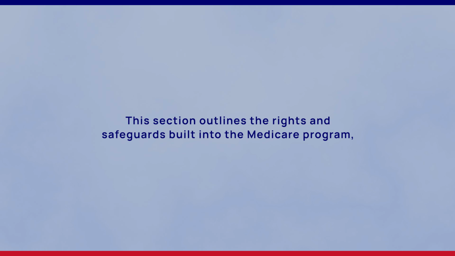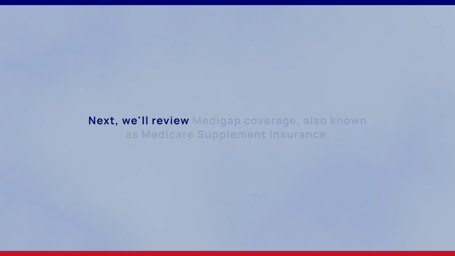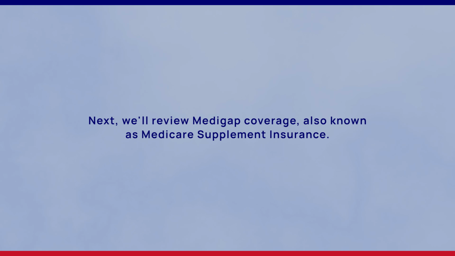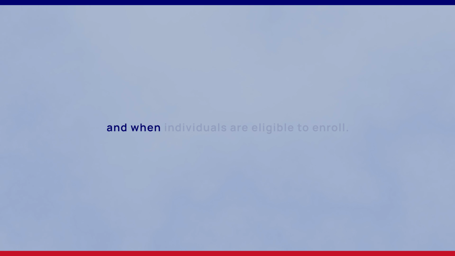Following that, we'll go over Original Medicare Beneficiary Protections. This section outlines the rights and safeguards built into the Medicare program, including protections against discrimination, access to appeals, and guaranteed issue rights. Next, we'll review Medigap Coverage, also known as Medicare Supplement Insurance. You'll learn how Medigap policies work alongside Original Medicare, what they cover, and when individuals are eligible to enroll.